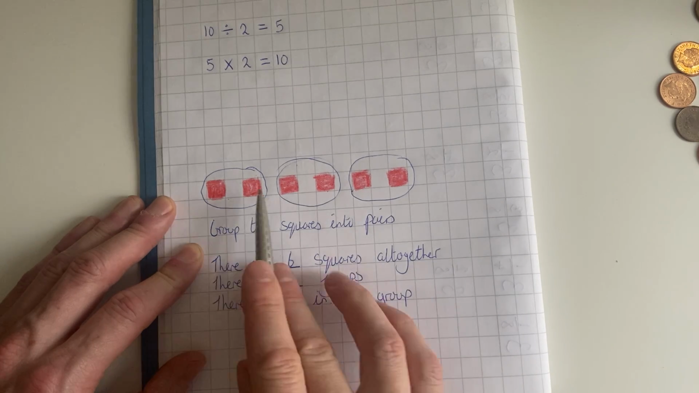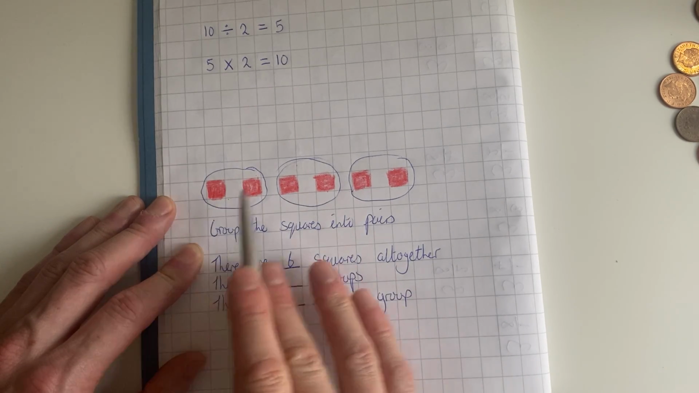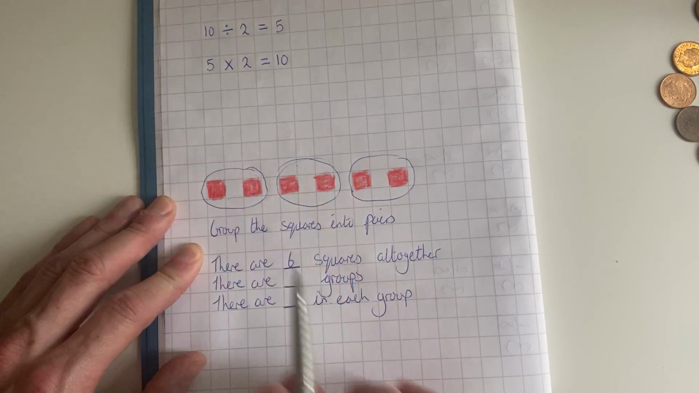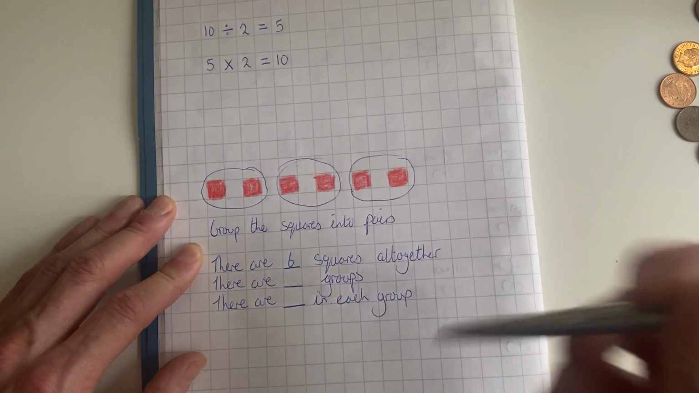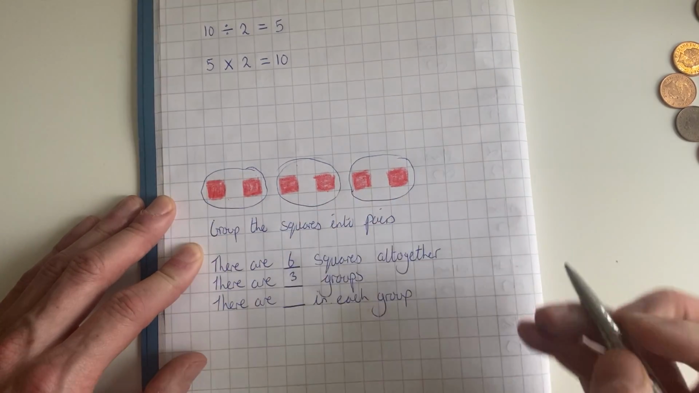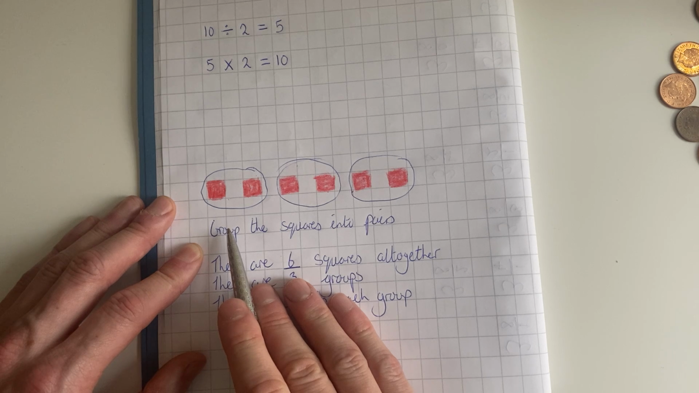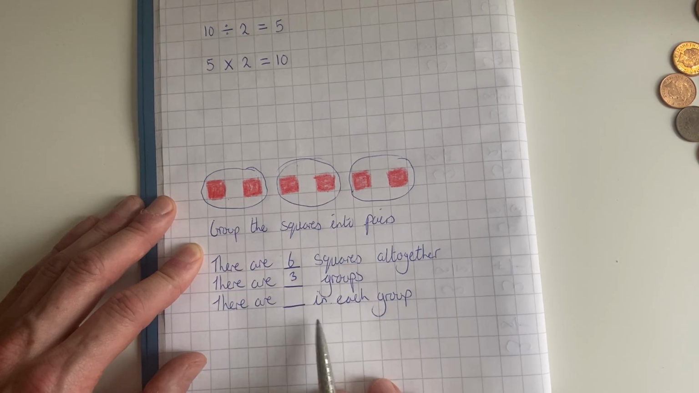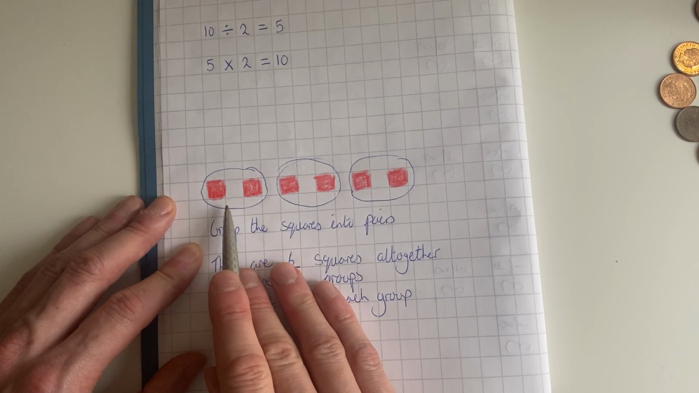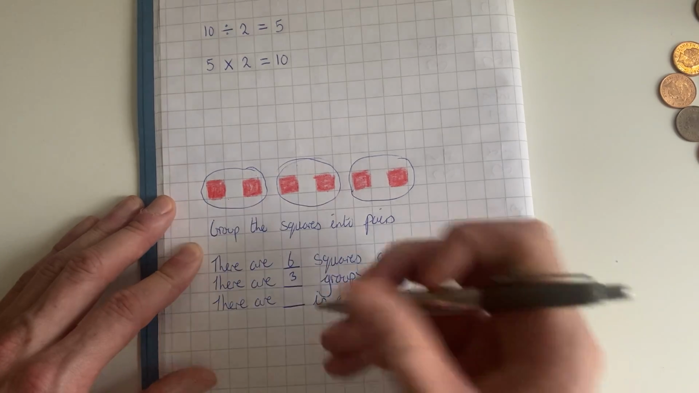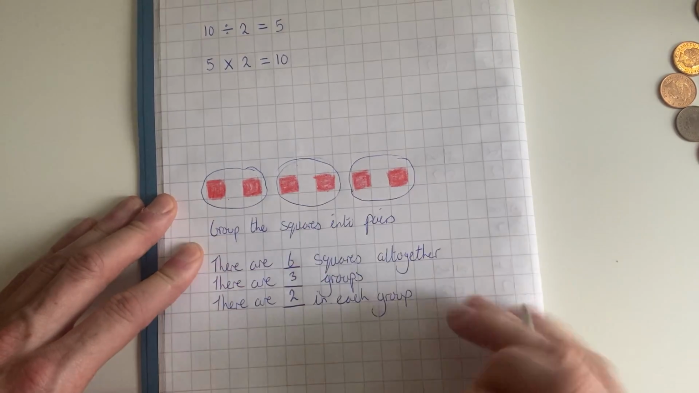How many groups are there? So this is a group because we've got 2 in one group. 1, 2, 3. And then it says there are how many in each group? So we've got 1, 2. Remember, we're dividing by 2 today.